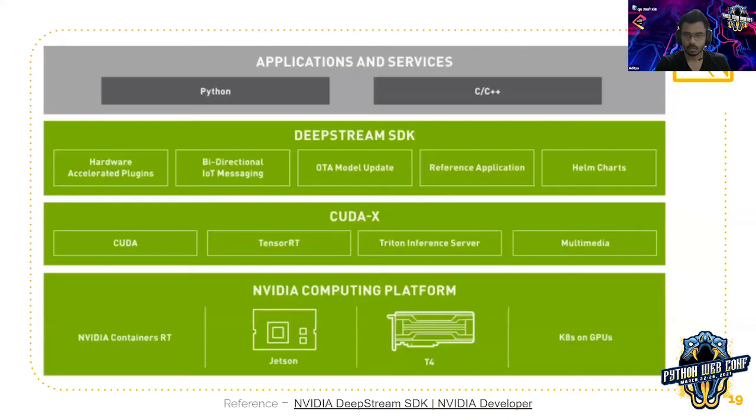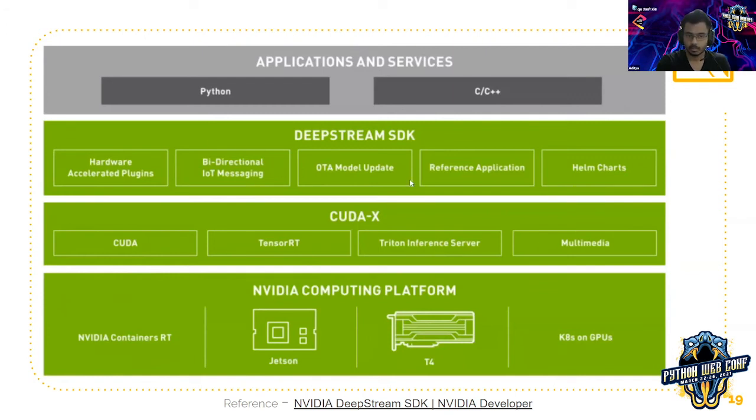So this is how a typical DeepStream architecture looks. On the bottom, you will have an NVIDIA compute platform. You can use containers, Jetson, T4s, and K8s GPUs. Then you will have your CUDA libraries. So there is TensorRT, CUDA, and the Triton inference server, which is another inference server that is used for deploying TensorFlow and PyTorch based models within DeepStream.